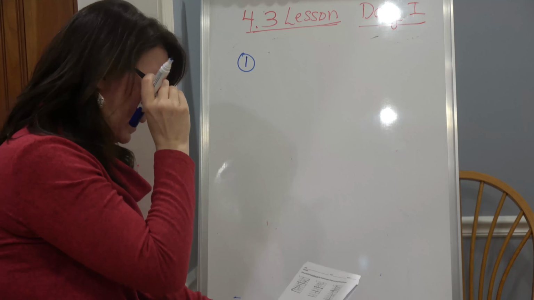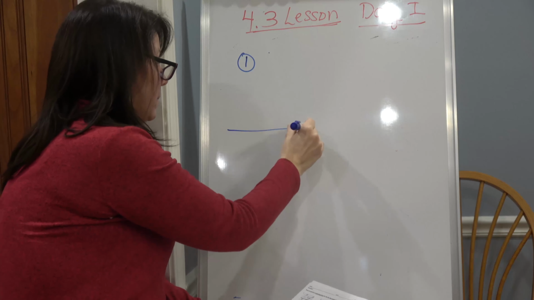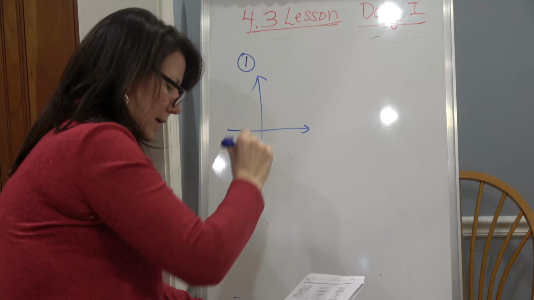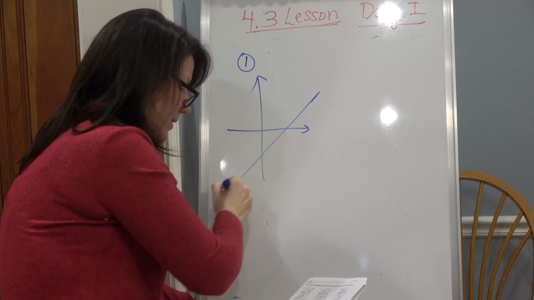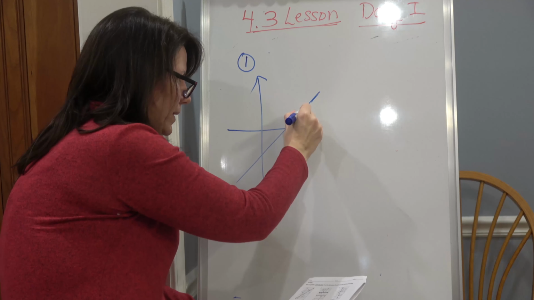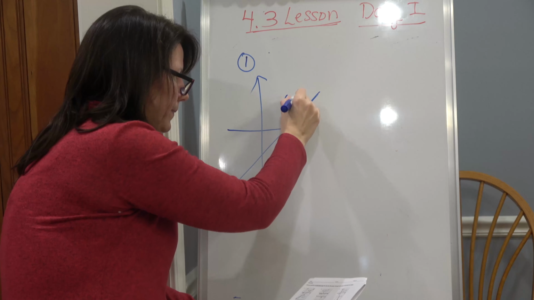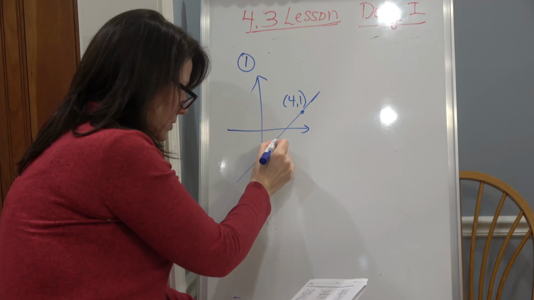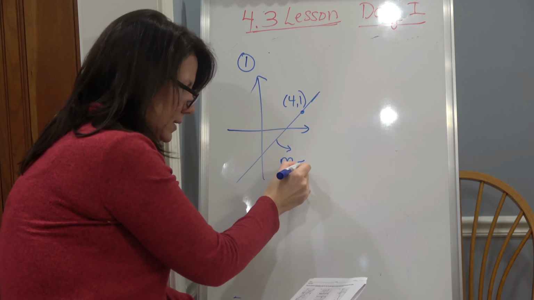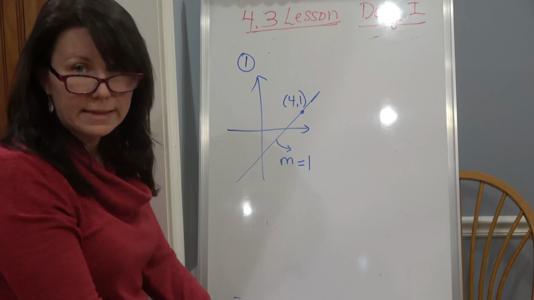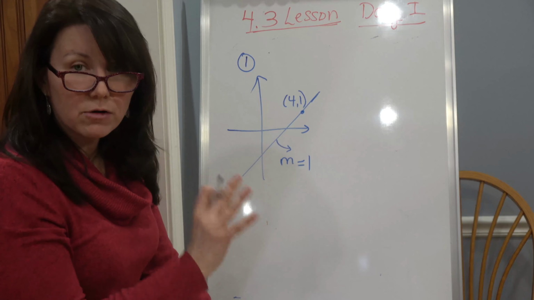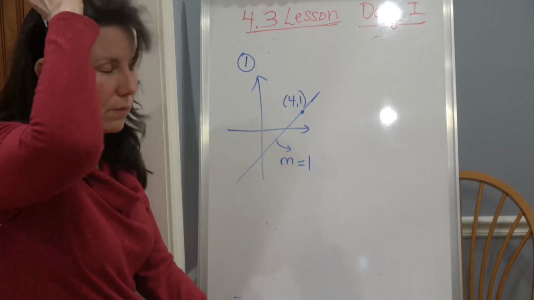So you have a graph in number 1. And what do they tell you in that graph? All right, they have a line graphed, then they have a point labeled 4, 1, and they're telling you that the slope of this line is equal to 1. Great. That's all I need to now create the equation in point slope form.